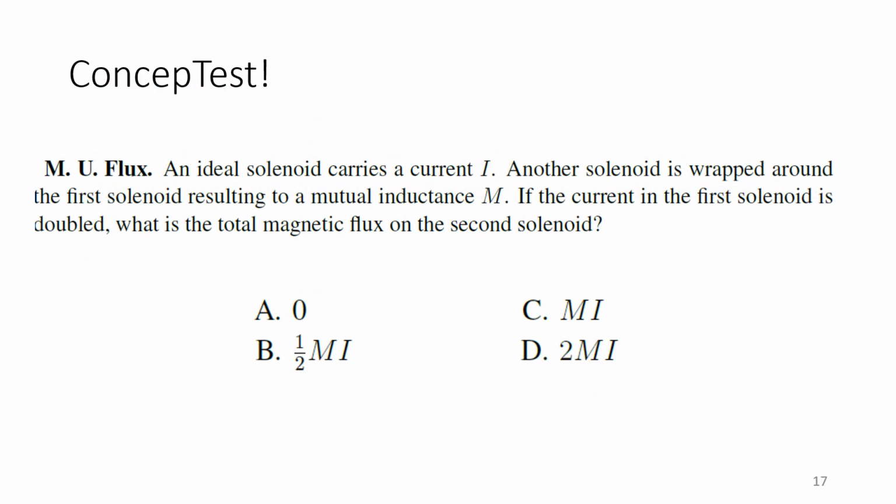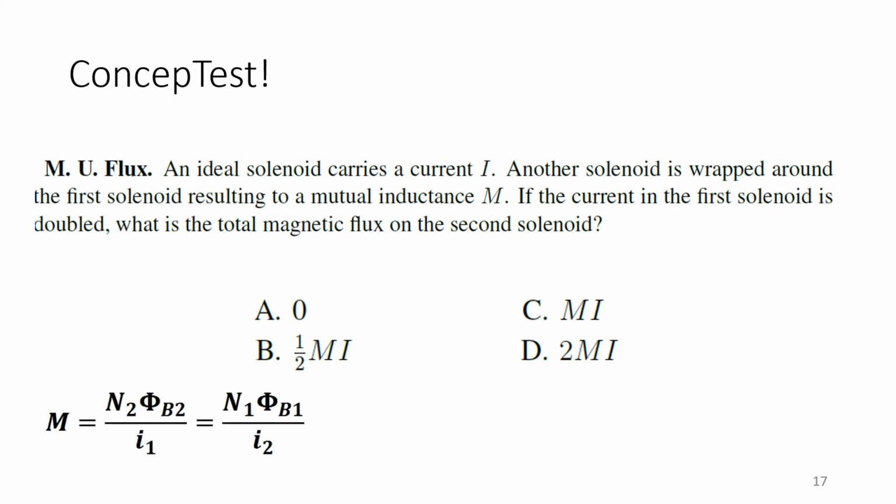The next few slides cover some concept questions. So here is the first one. An ideal solenoid carries a current I. Another solenoid is wrapped around the first solenoid, resulting in mutual inductance M. So it's the same setup from a while ago. If the current in the first solenoid is doubled, what is the total magnetic flux on the second solenoid?